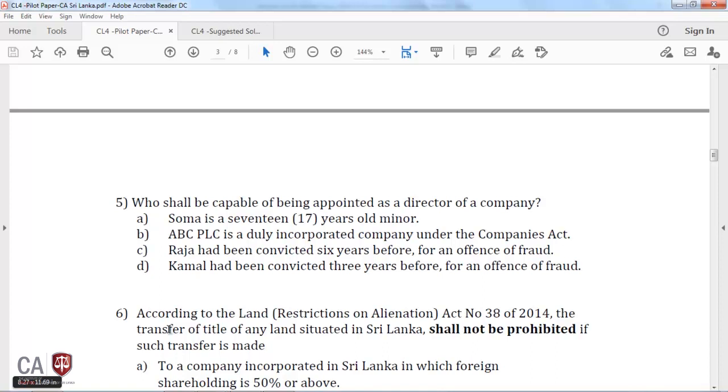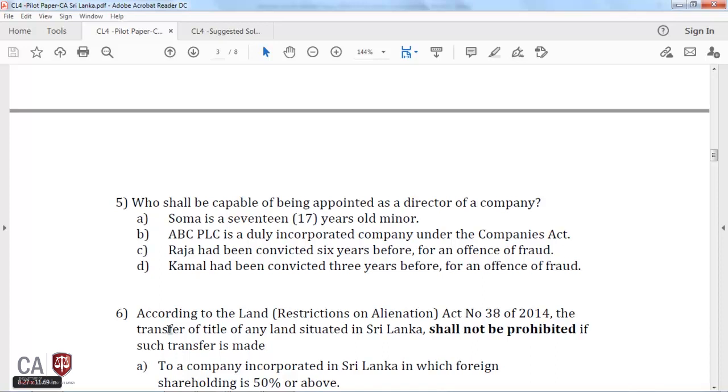Second one, ABC PLC is a duly incorporated company under the Companies Act. I told you only natural persons can be made directors, not body corporates. So therefore ABC PLC, which is a body corporate, may have shares in this company, but still that company cannot be made a director.